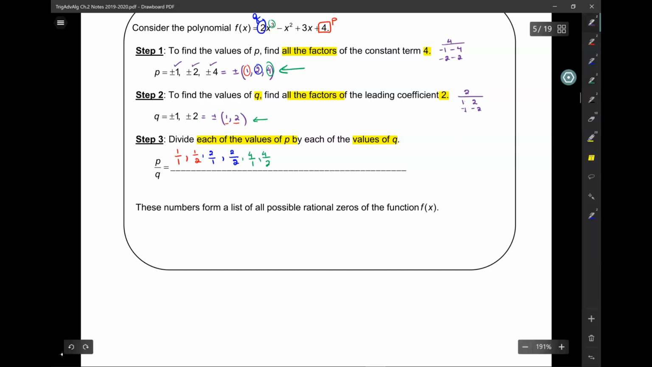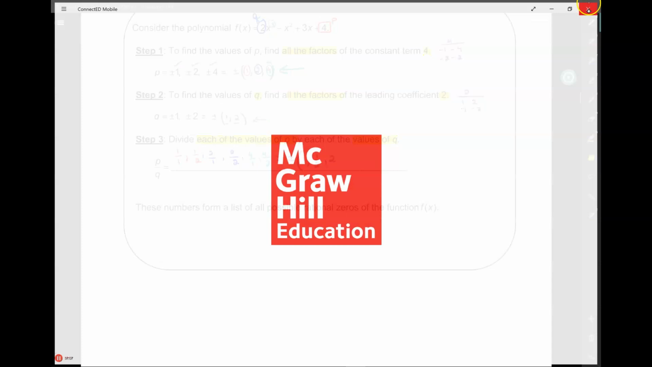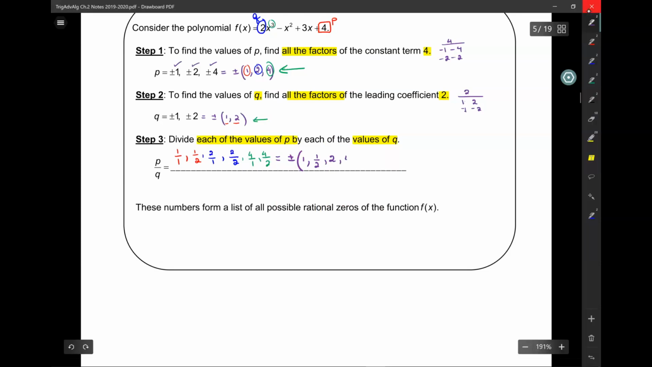Okay, now we're going to simplify this. So we have to put in the plus or minus. And now what do we have? 1 over 1, that's 1. 1 over 2, that's 1/2. 2 over 1, that's 2. 2 over 2, that's 1, but I already wrote a 1. I don't need to repeat, so I move on to the next one. 4 over 1 is 4. 4 over 2 is 2. I already have a 2, so I'm done. And that is a list, okay?